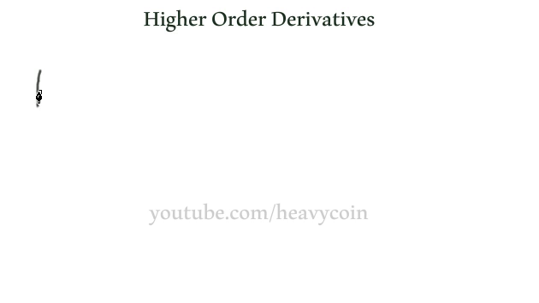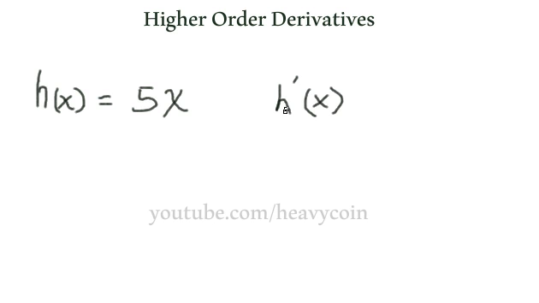Let's say that we have h of x equal to, and of course I'm going to start off with something easy, like h of x equals 5x. And we've been finding h prime of x. We've done that already, and that's the first derivative. But let's say we want to find the second derivative. So this would be h double prime of x. So that's the second derivative. Well, let's just find it.